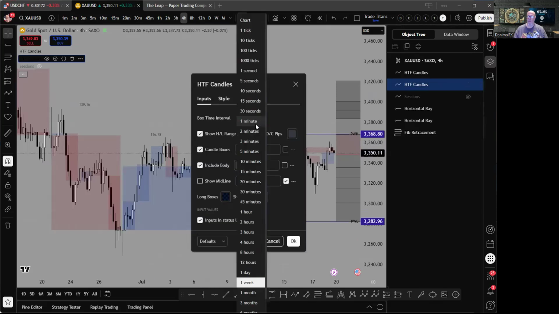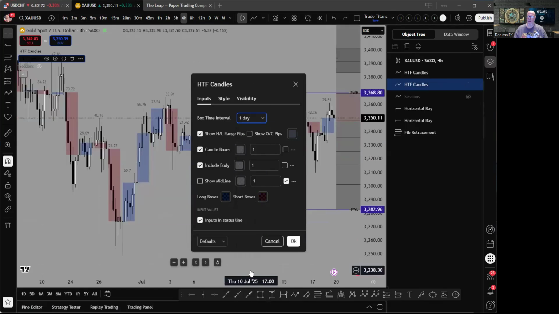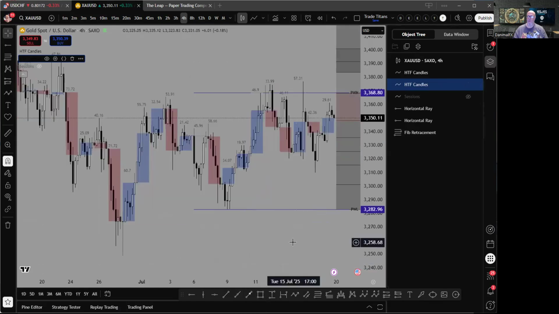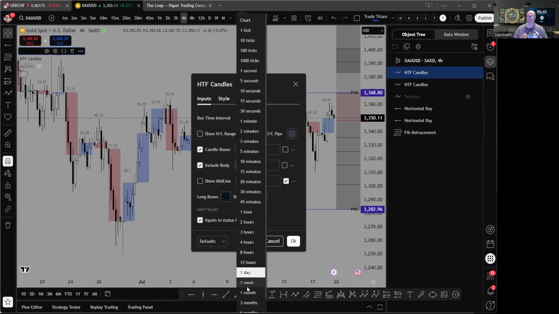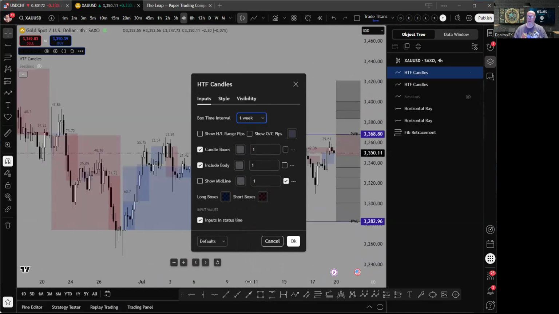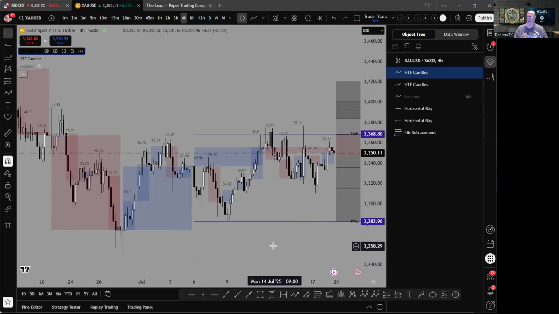What's the daily? Okay, there we go. Daily, and this one is the weekly. That still looks weird, I don't like that. This is the weekly amount of candlesticks, but there's something wrong with my high low. So that's why I went the old school way.